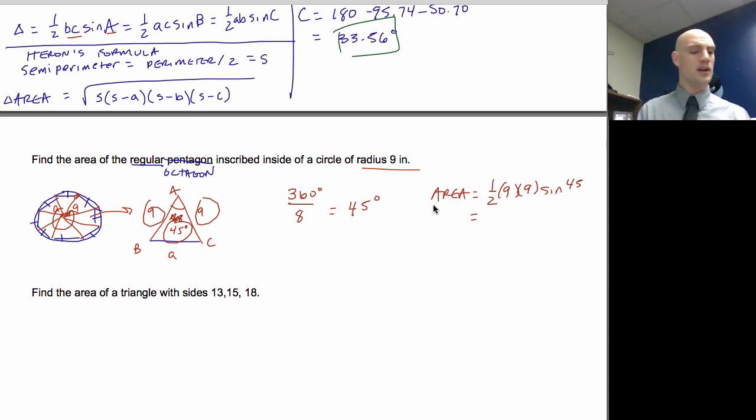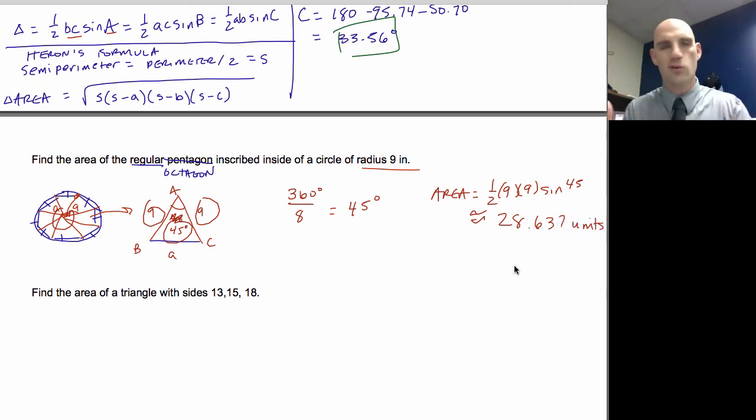When I do this formula, I plug it into my calculator, I get that the area of this triangle, 0.5 times 9 times 9 times sine 45, is around 28.637 units. But I'm not trying to find the area of that triangle. What am I trying to find the area of? I'm trying to find the area of the whole thing.